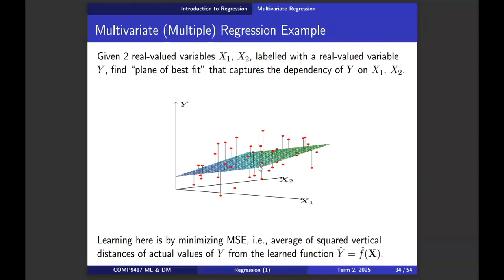But the idea is identical. So here are the points, the red points, and it's the vertical distance that we're trying to minimize. Okay, so that's the problem in a nutshell.